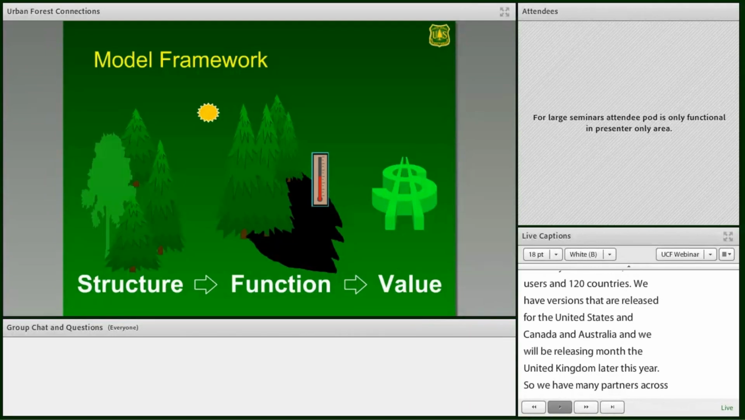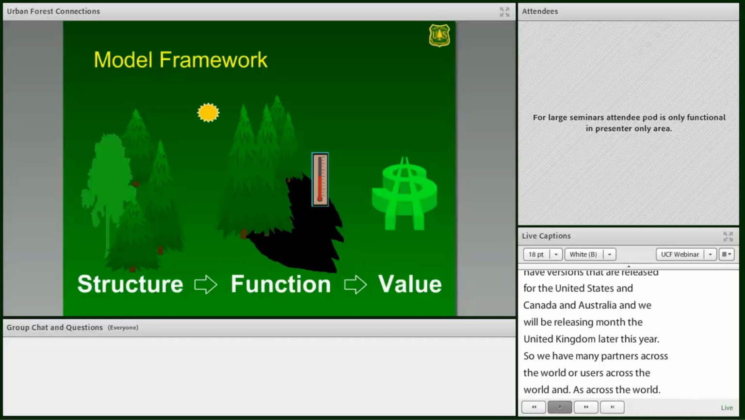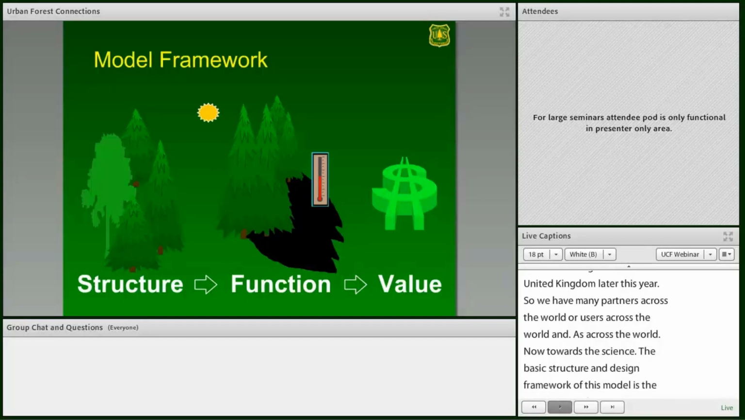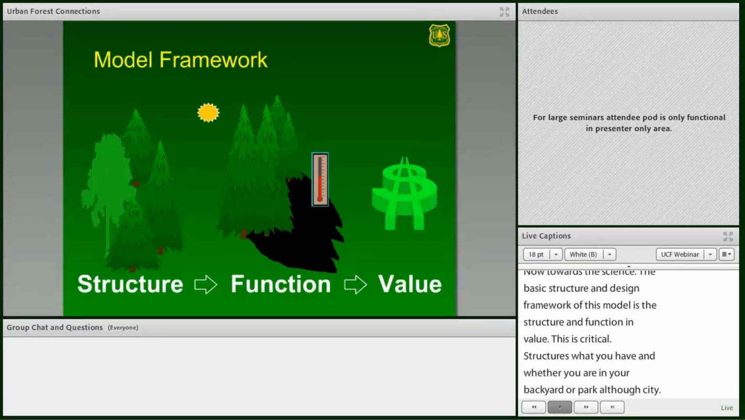Now, towards the science, the basic structure or design framework of this model is structure, function, value. This is critical. Structure is what you have. Whether you're in your backyard, a park, or a whole city, the model needs information about your forest. This is the most critical piece, and it's something managers may or may not know about their forest. If you're going to manage your resource, you have to know what that resource is.